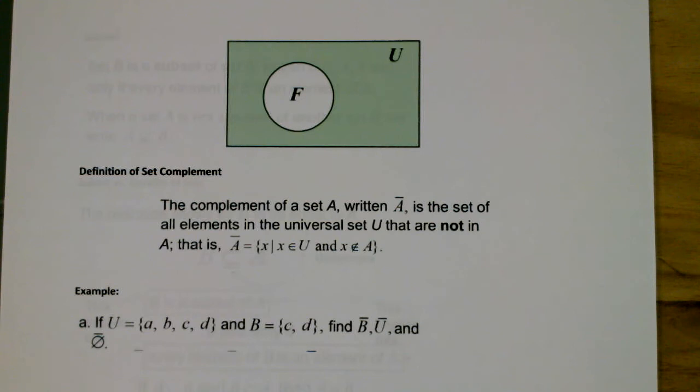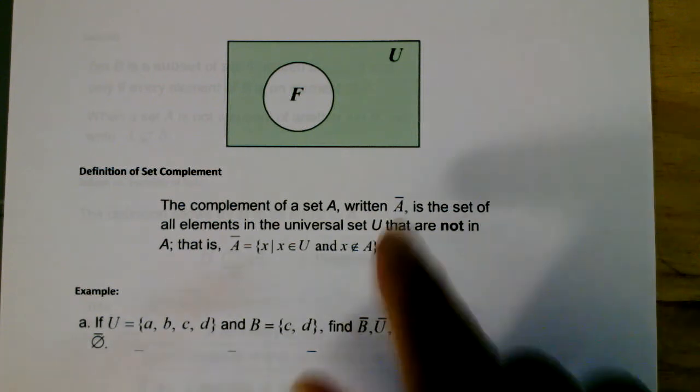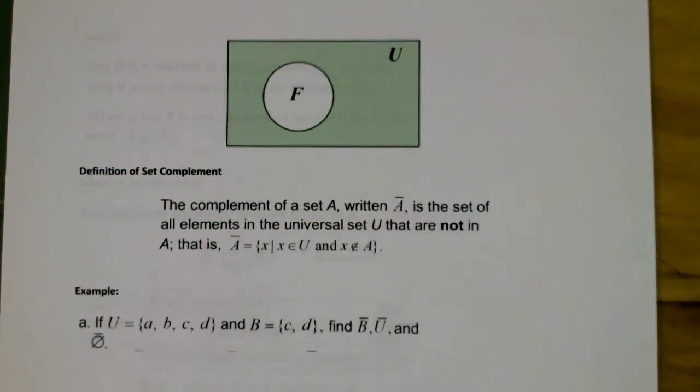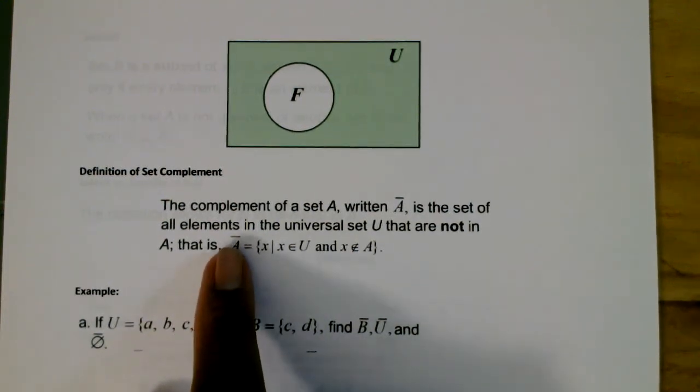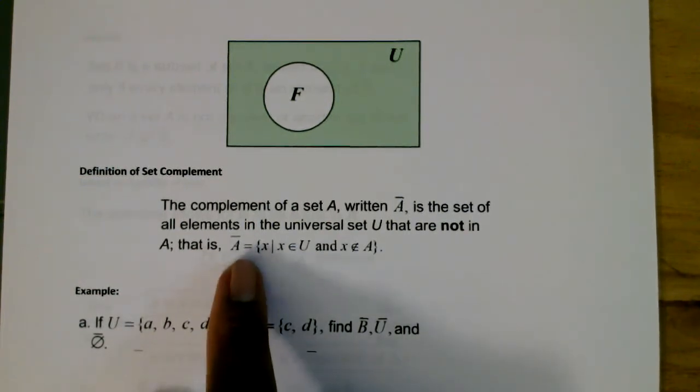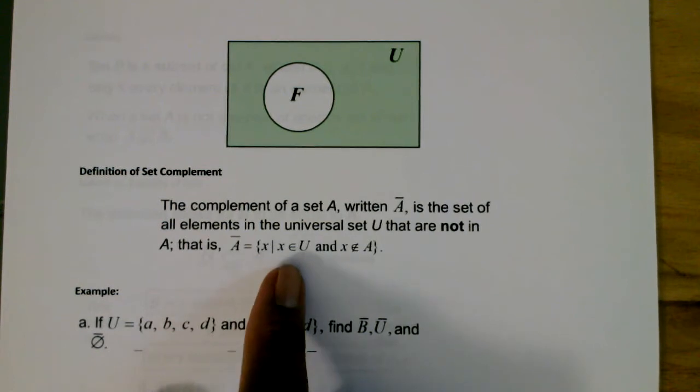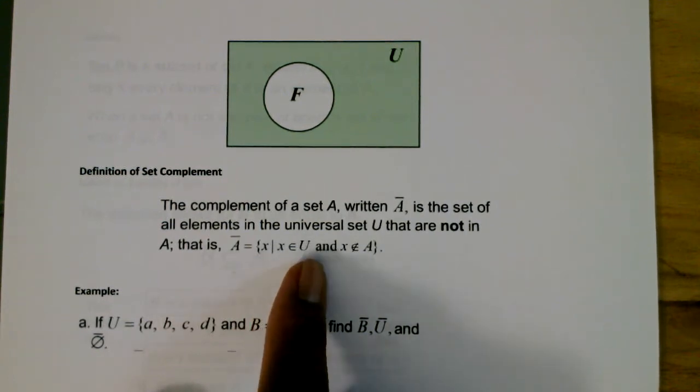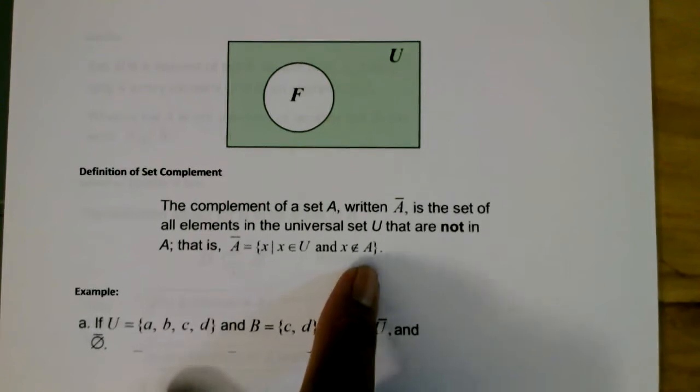So let's formally define a set complement. The complement of a set called A is going to be written as A with a bar on top. That's going to be the set of all elements in the universal set U that are not in A. That is, in set builder notation, the complement, as some textbooks call it, is the set of all X such that X is an element of the universal set and X is not an element in set A.